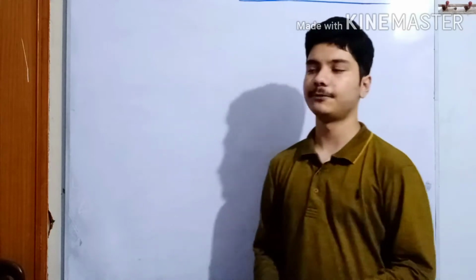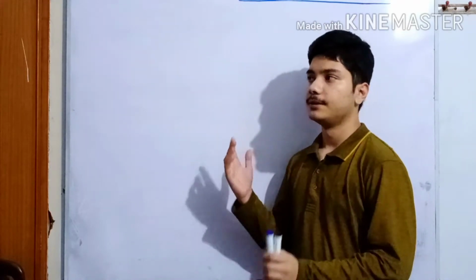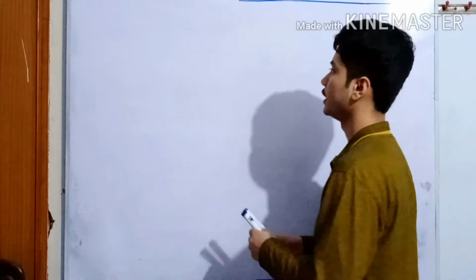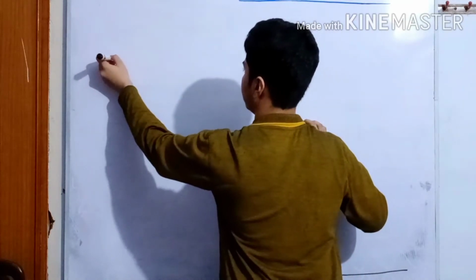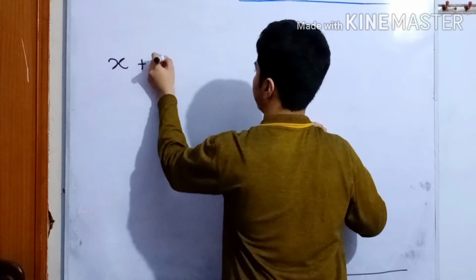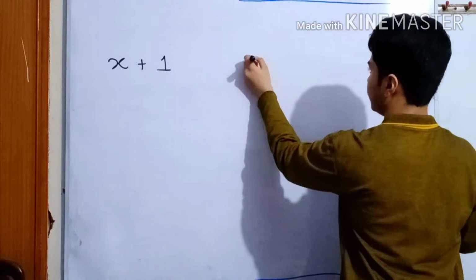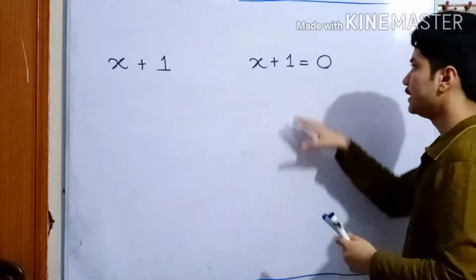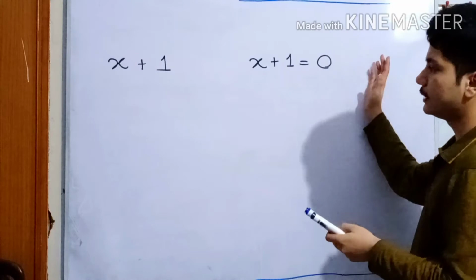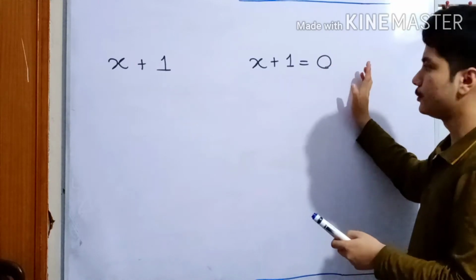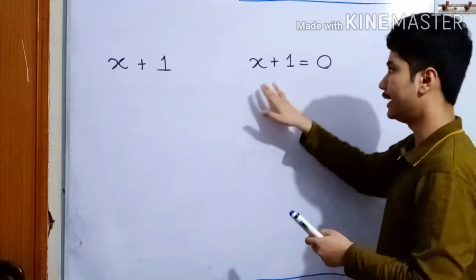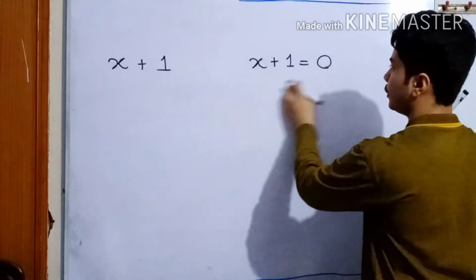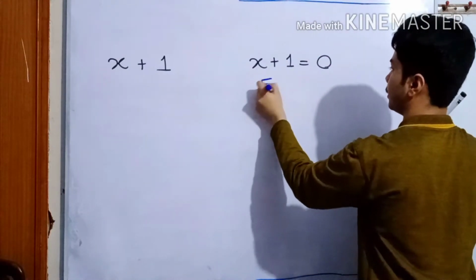Before going into the topic, I want you to understand the basic difference between an expression and an equation. So let's get started. For example, this is x plus 1, and this is the same example. As you can see, there is an equals to sign, and on the right hand side of the equals to sign there is 0. On the left hand side there is x plus 1.